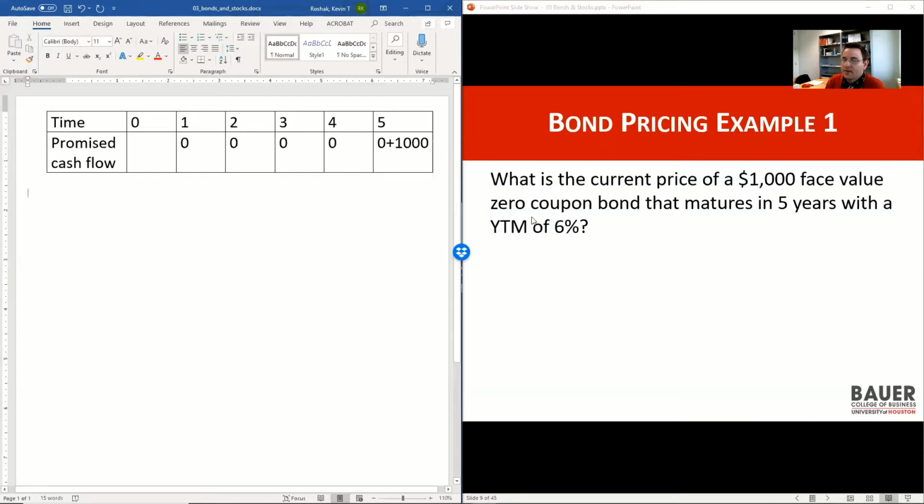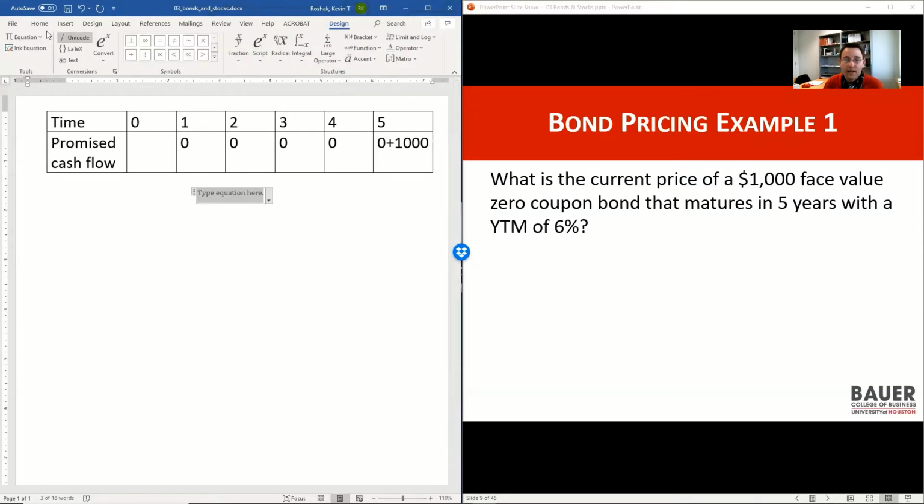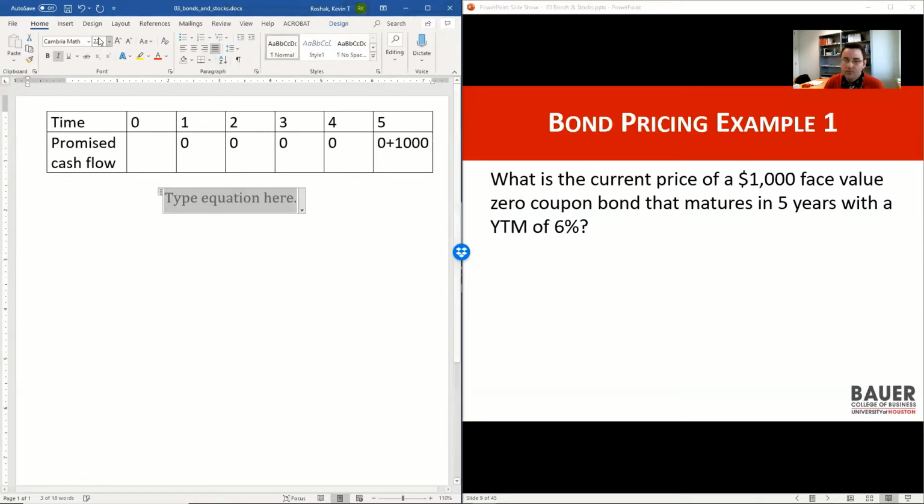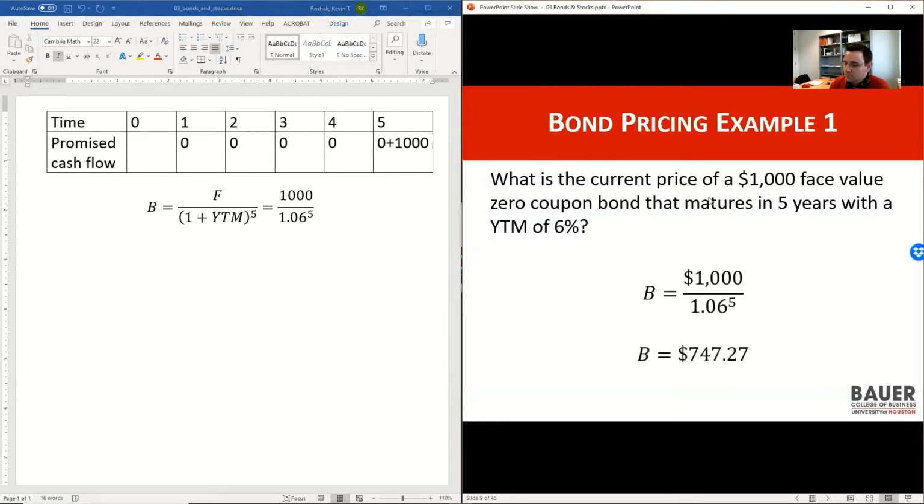So how do we value this? Well, we have a discount rate of 6%. So we can discount that cash flow just like we can discount any other cash flow. The price of the bond is going to be the face value divided by 1 plus the yield to maturity raised to the 5th. Okay, so 1,000 divided by 1.06 raised to the 5th. Okay. And if you plug that into your calculator, you'll get 747.